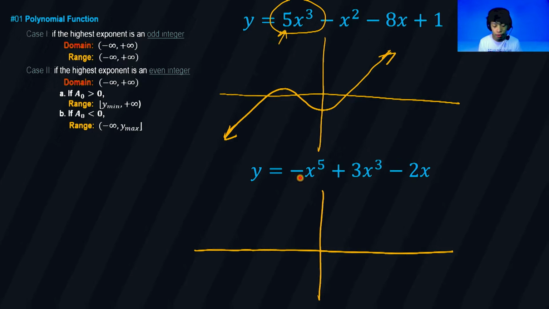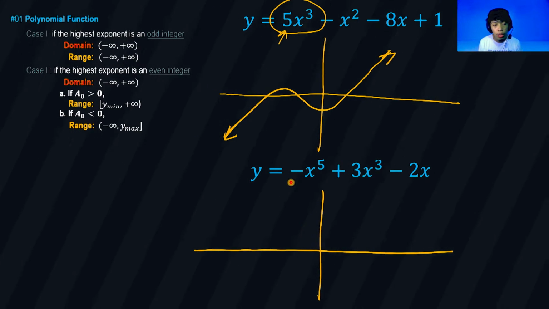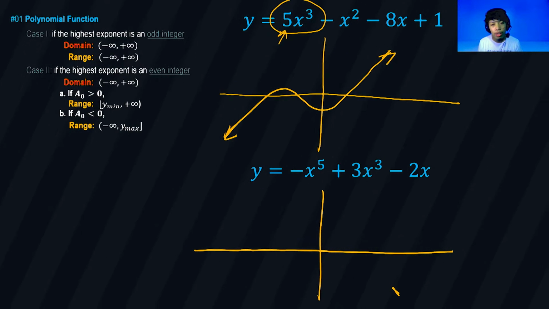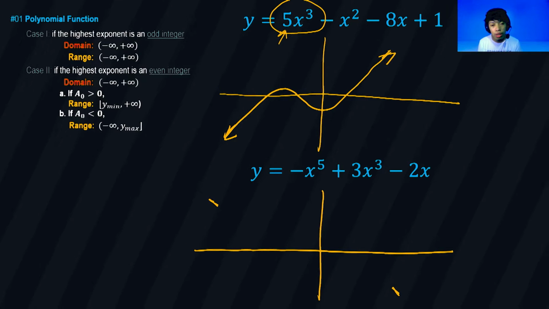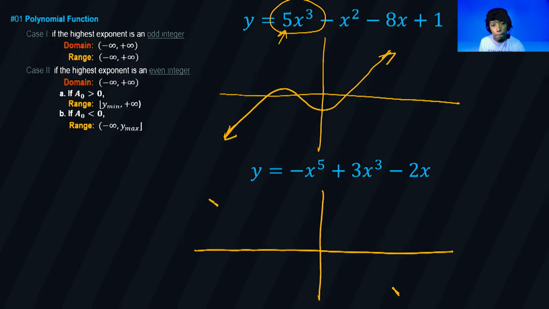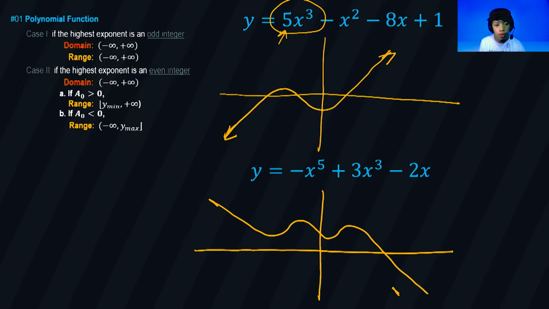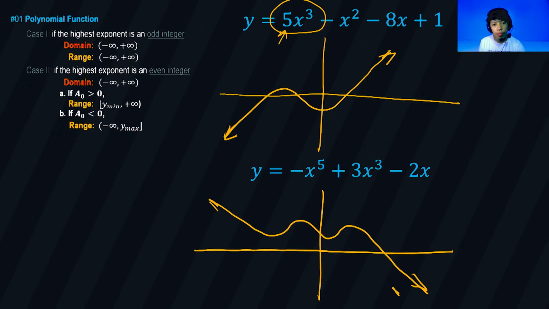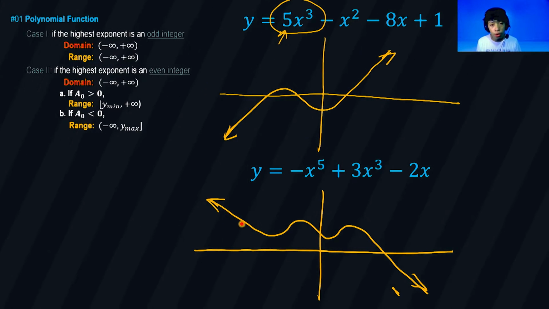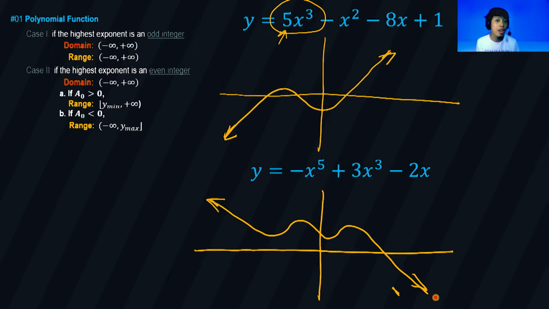It has a negative value. Then the behavior of your graph, it would start at quadrant 4 and it will end at quadrant 3. And it would behave like this. Let me draw this one. It would behave like this. Ganun. So this would go on forever that way, and this will go on forever this way naman.